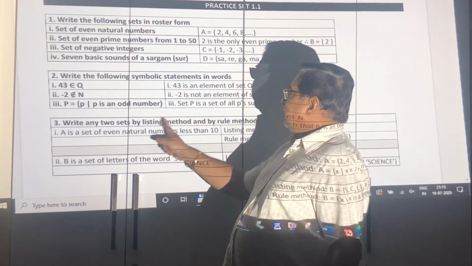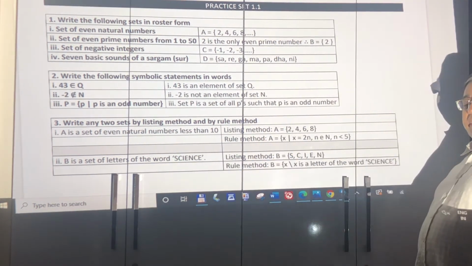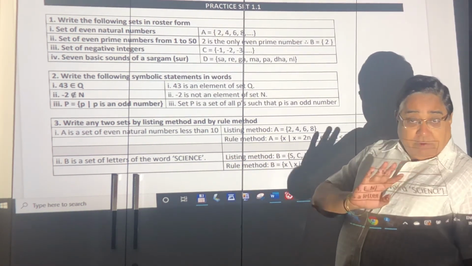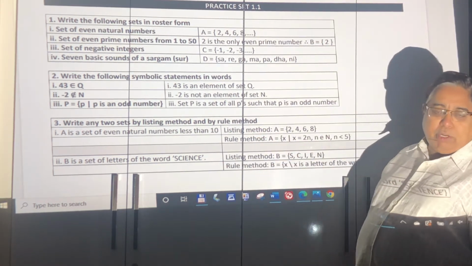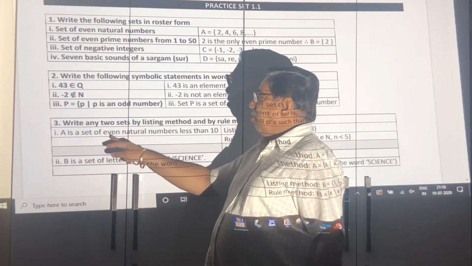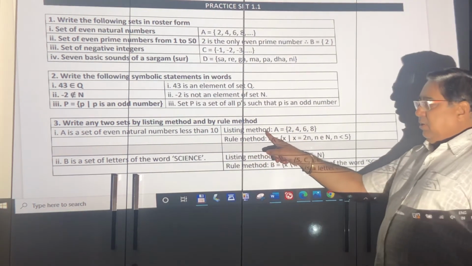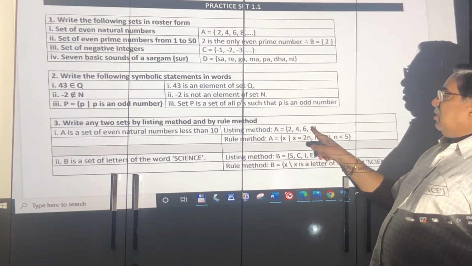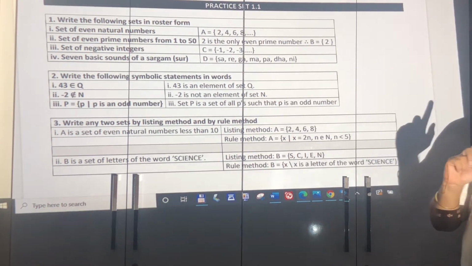Write any two sets by listing method and by rule method. We will use one example, but write both methods to see the difference. First, any examples of your choice. I'm not copying anything from the top. We will write some new examples so that you can practice. A is a set of even natural numbers less than 10. In listing method, roster method, I will use A is 2, 4, 6, 8. Less than, not equal to 10. 10 cannot be included. Be careful.